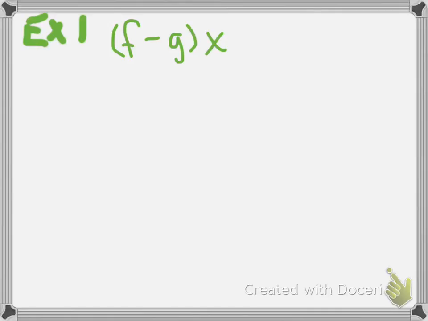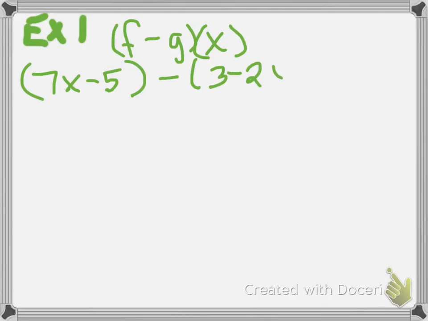Okay, if you'll move on in your notes to example 1. It says evaluate f minus g of x. F minus g of x. So you are taking your function f, which is 7x minus 5, and you're subtracting g, which is 3 minus 2x squared.